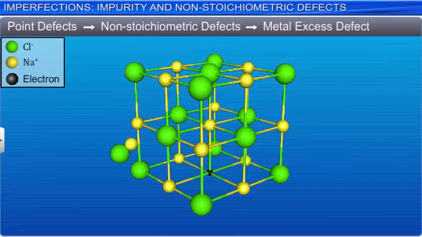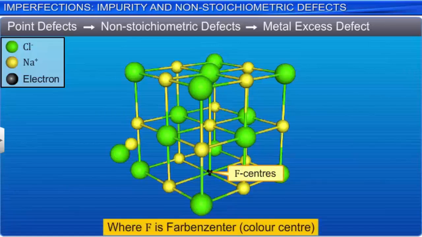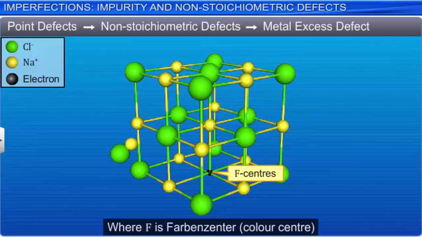The anionic sites occupied by unpaired electrons are called F centers. Here, F stands for Farbenzenter, a German word that means color center. The anionic sites occupied by unpaired electrons are called so because they impart color to the crystal.